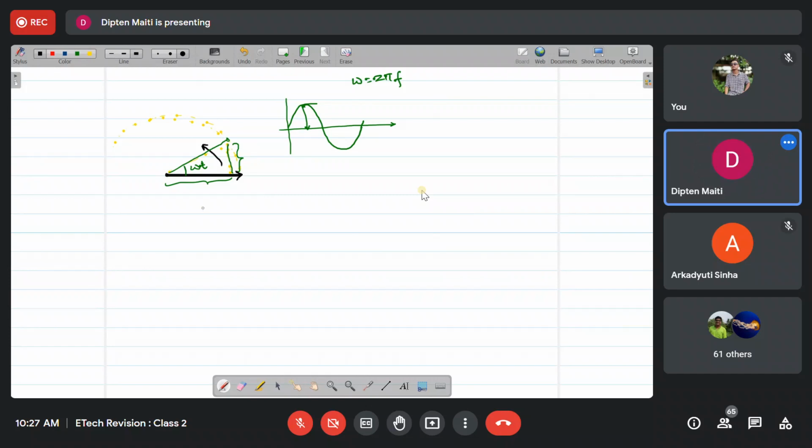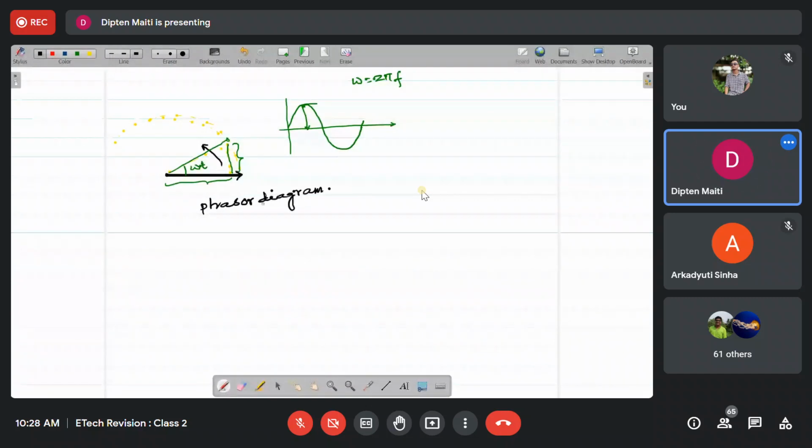This is called phasor notation, or simply a phasor diagram. As you can see here, I would go into why that is required. That is too abstract, but I would answer everything. Just wait a little bit, and if your confusion is not clarified, then you are free to ask. So this is called a phasor diagram.